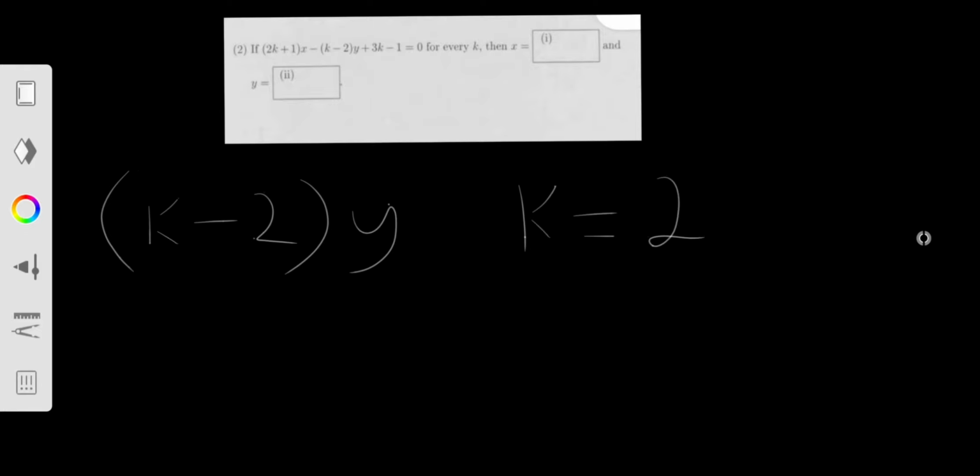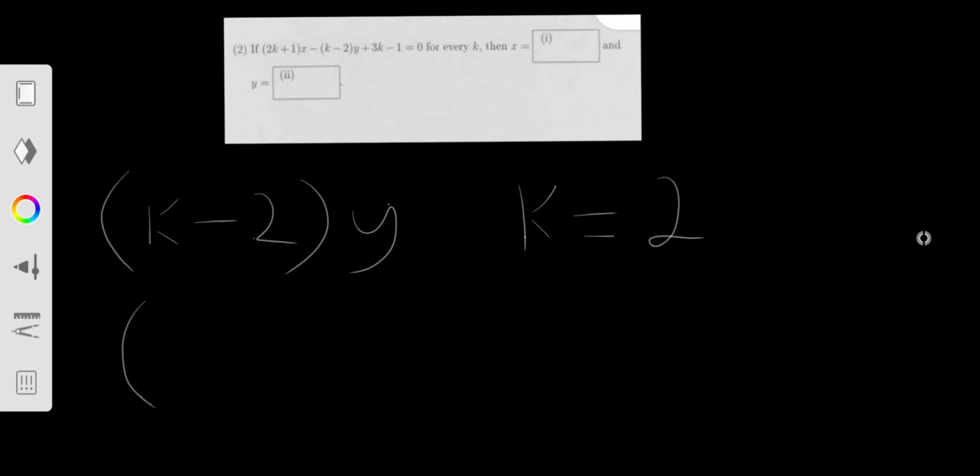Can I do this? Yes, he is telling me that this is valid for every k, so I can choose whatever k I want. Now, why did I choose 2? Well, because 2 minus 2 equals 0, and in this way I will cancel the part that has epsilon. Now, if you have difficulty with this, stop the video and think about it.